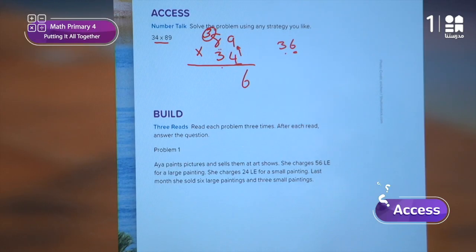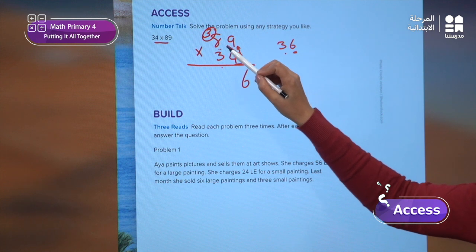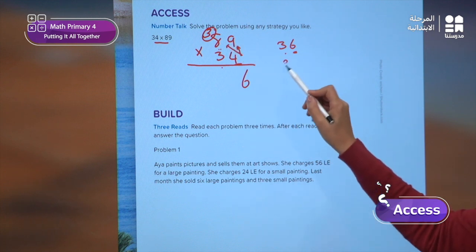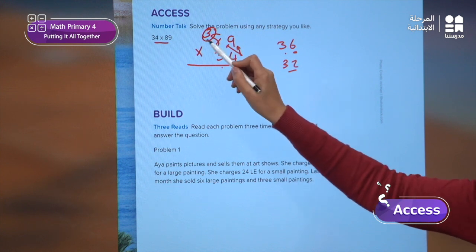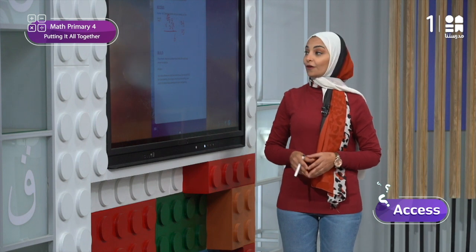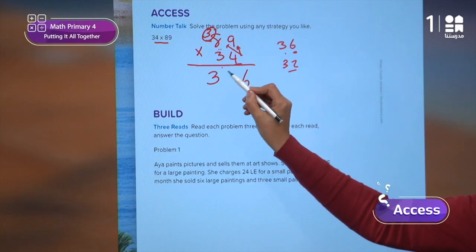Then, what should I do? I will multiply 4 times 8. Here 4 times 8 equals what? 32. And don't forget to add the 3. 32 plus 3 gives me 35. So I will put 35 here.